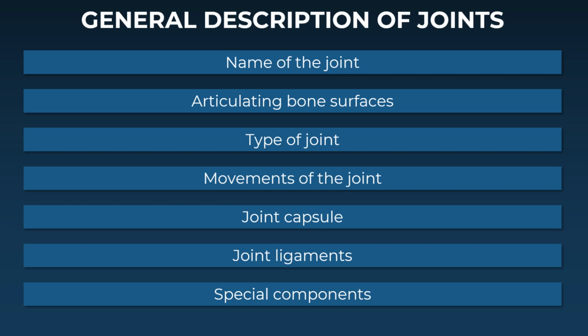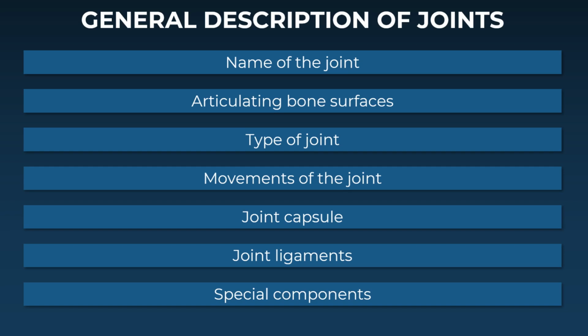For example, there are joints where the articular surfaces do not match each other, which is called articular incongruence. In such cases, special components are needed, which we will see, that compensate for this articular incongruence. These are called discs and menisci, for example.